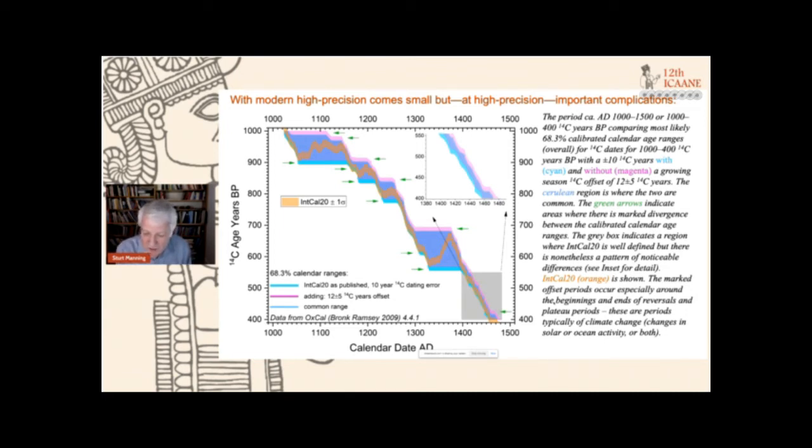The results show the difference between a simple calibration with INTCAL in the cyan or bluey. The other set of results in the pink magenta shows what happens if you apply the offset that we expect in the East Mediterranean Middle East region. And you can see that although they're similar, there are differences. And as evident at a number of intervals, the green arrows, especially around the beginnings and ends of reversals and plateaus in the calibration curve. These differences are therefore exaggerated at times of such change.